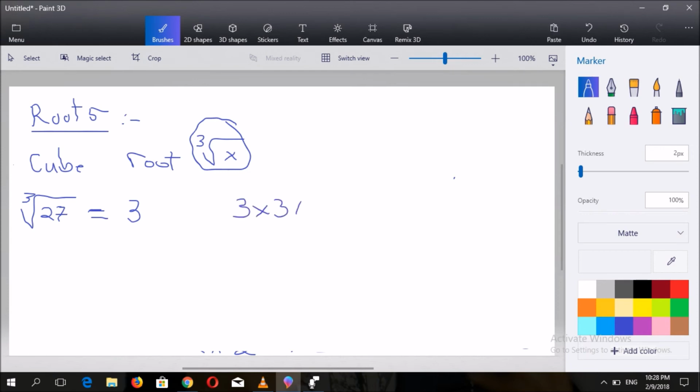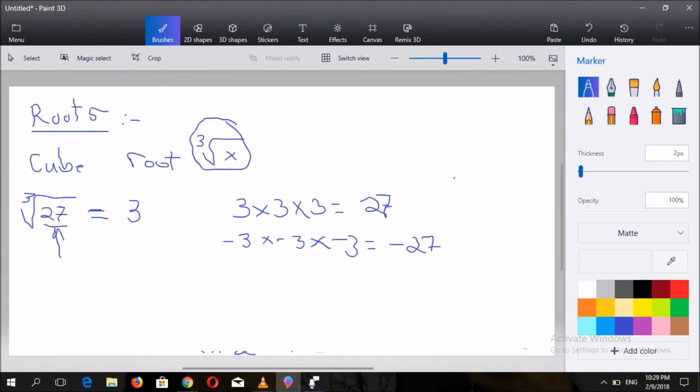Let me give you an example of how we can calculate the cube root of a specific number. Suppose that we have the cube root of 27. According to the definition, the same definition that we have given to the square root also applies to the cube root. So if we are calculating the cube root of a number, we should ask ourselves the following question: what is the number that, if we multiply it by itself 3 times, will give us the value of 27?